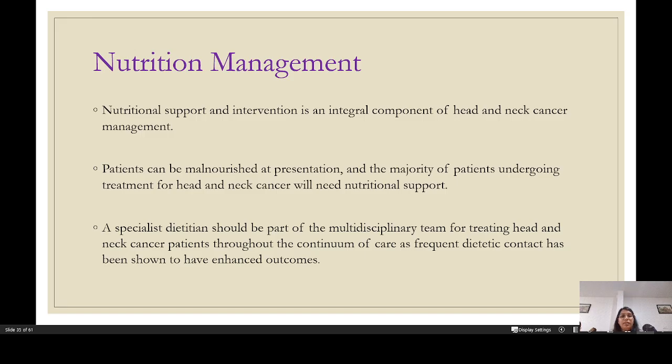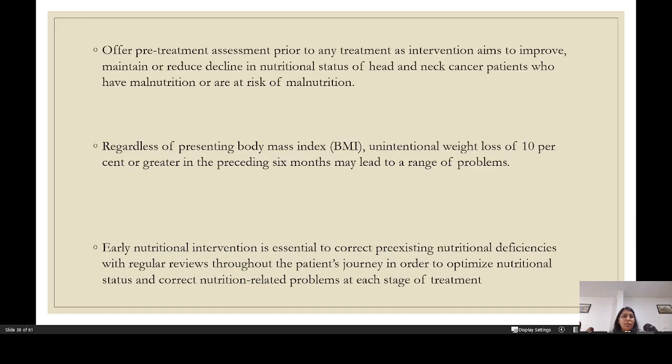Nutritional support and intervention is an integral component of head and neck cancer management. Patients can be malnourished at presentation, and the majority of patients undergoing treatment for head and neck cancer will need nutritional support. A specialist dietitian should be part of the multidisciplinary team treating head and neck cancer patients throughout the continuum of care, as frequent dietary contact has been shown to enhance outcomes.